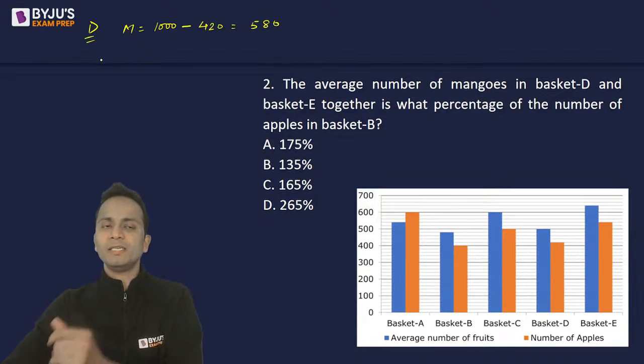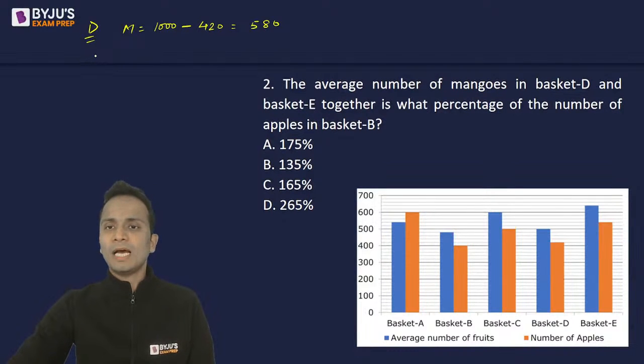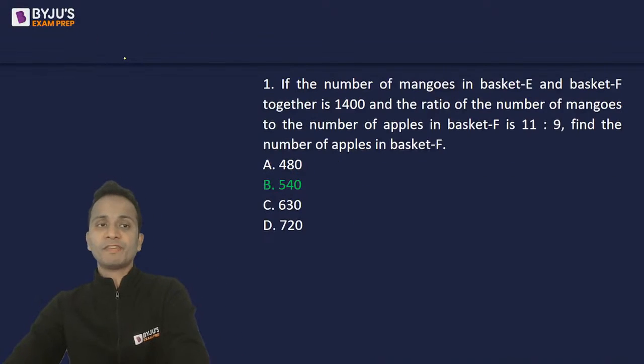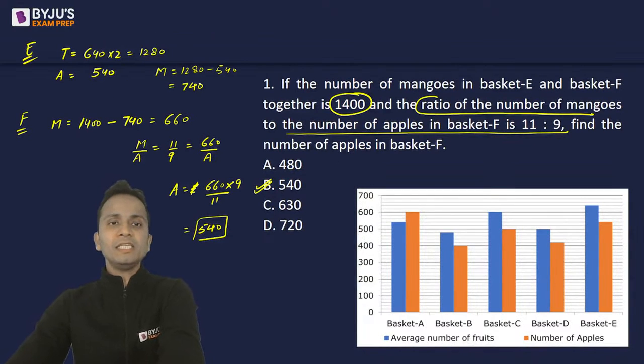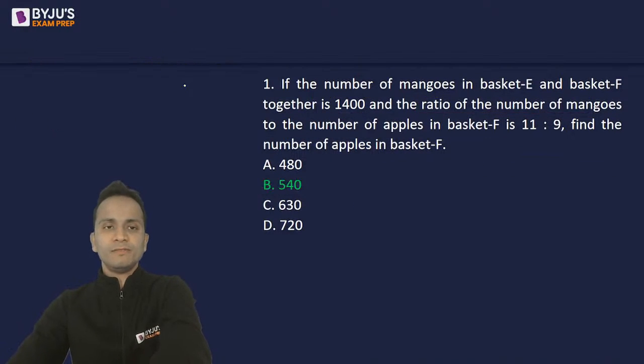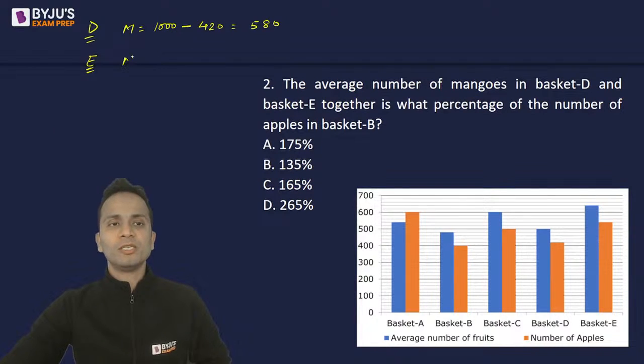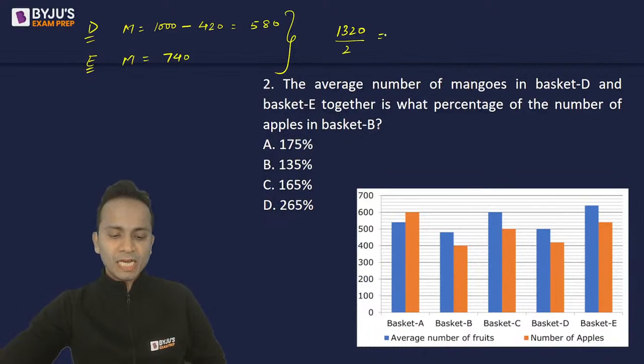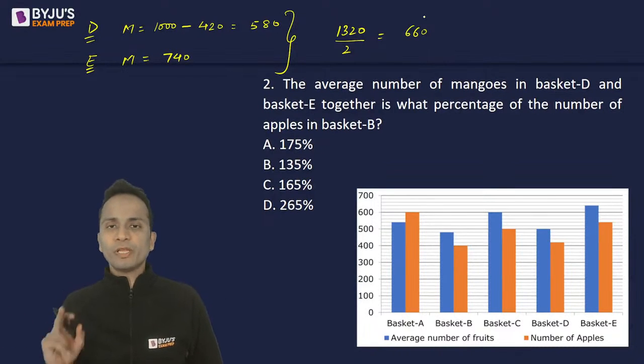So the number of mangoes in basket D is 580, and in basket E, I can pick this value from the previous question. We have calculated that. So in basket E, the number of mangoes was 740. So why not use the previous values? Now they want the average number of mangoes. So 7 and 5, 12, 13, 1320 is the total number of mangoes in both the baskets put together. When divided by 2, it will be the average number of mangoes, that is 660. Alright. So they want 660.